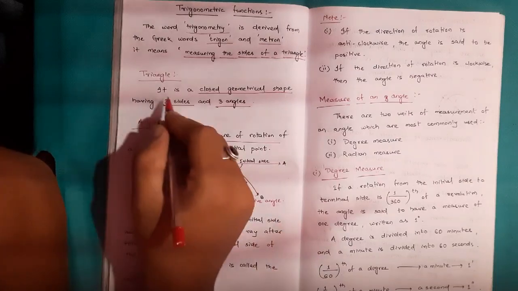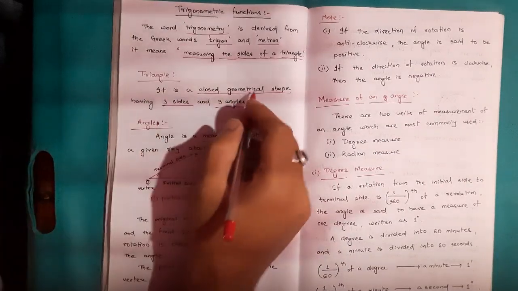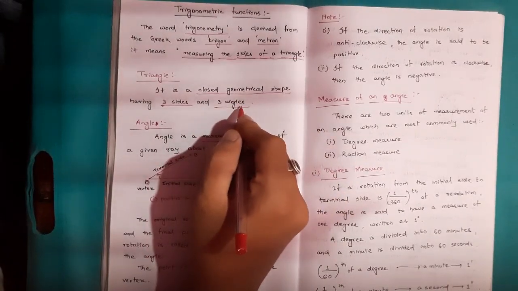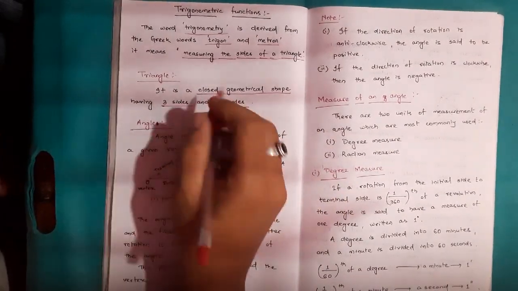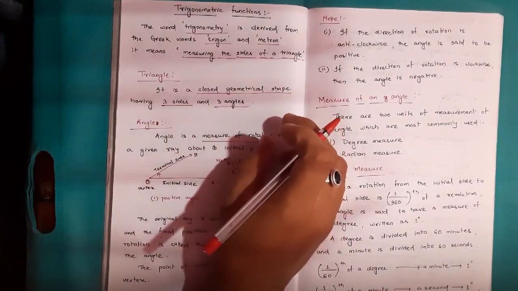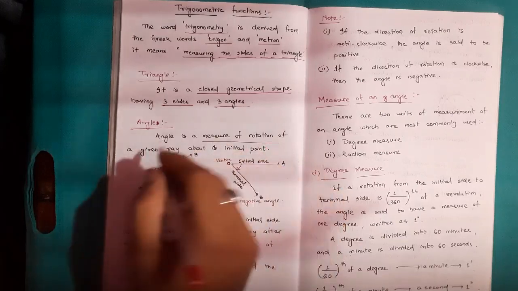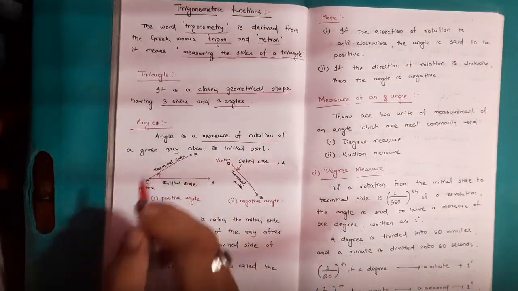A triangle is a closed geometrical shape having three sides and three angles. That is, a triangle is a closed shape which has three sides and three angles. All of you know that. Then what is an angle?